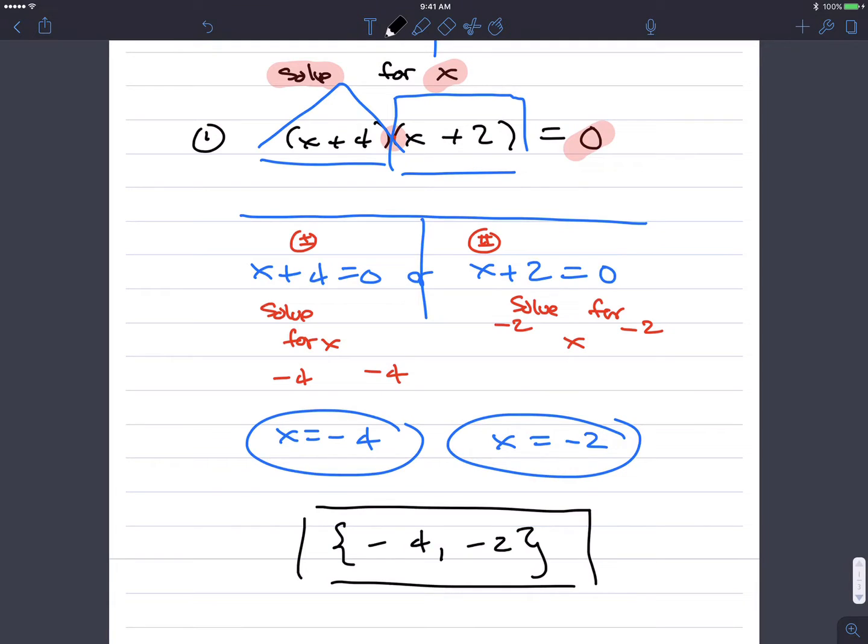Or you could write it as a list. This is the list format known as a set format. Okay, right here is the list format, aka set notation. Okay, so this is an illustration of how you would use this zero product rule. Okay, does anybody have any questions on this first one here, how to use the zero product rule? No? Let's look at equation 2.